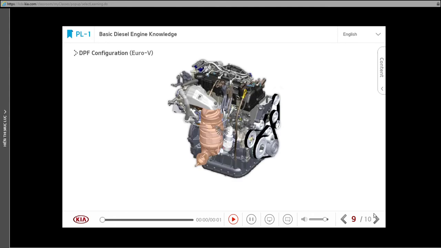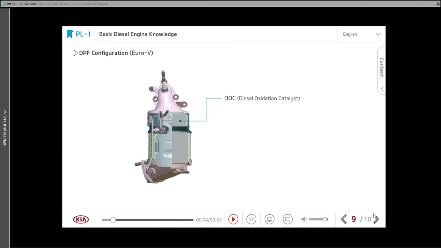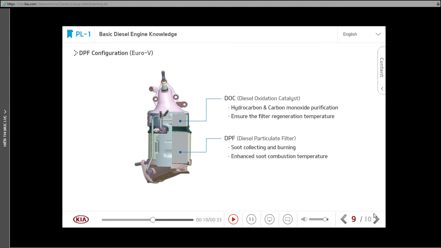The post-processing system for exhaust is the DOC and the DPF. The DOC converts some of the harmful substances in exhaust gas into harmless substances. The DPF collects particulate matter in exhaust gas through a filter.